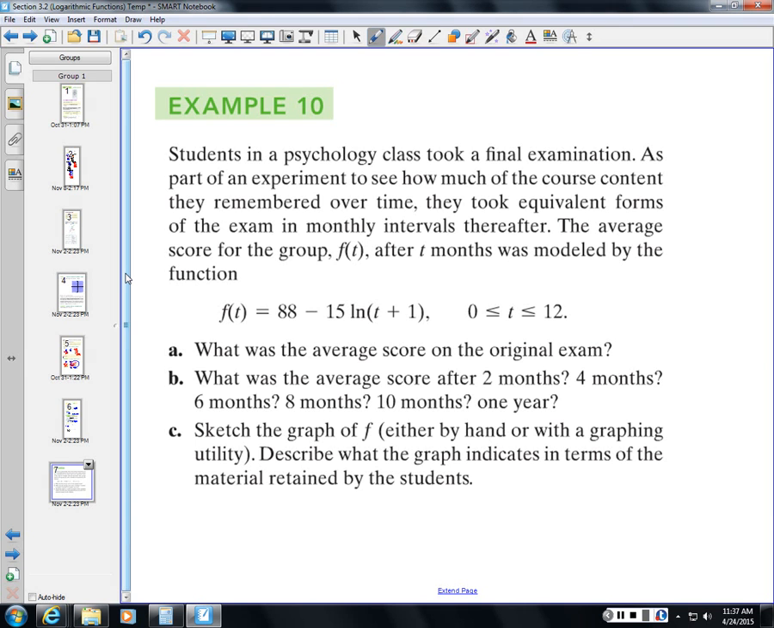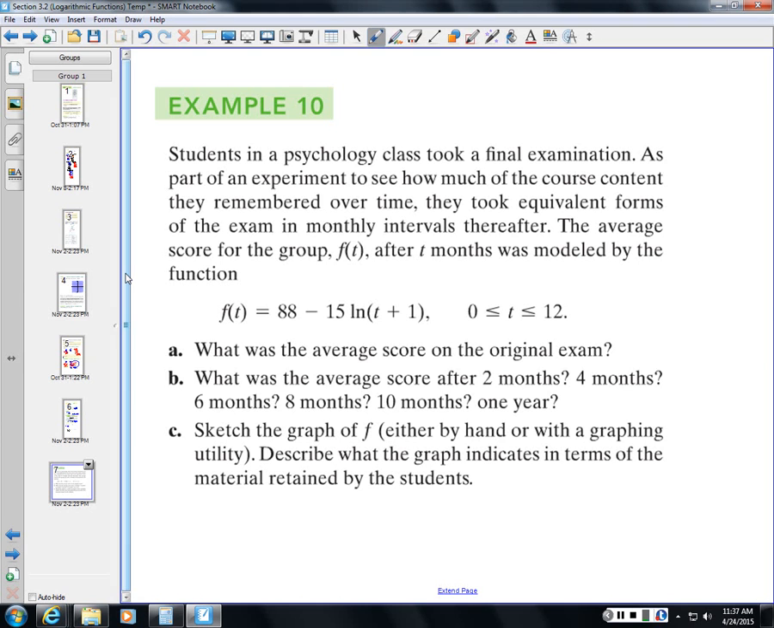So we have a class, they took a final exam, and every month after that final exam they kept coming back in once a month and retaking the same exam. This was a way for the college to process how much they were remembering as time passed. We do expect that retention goes down over time. You know, we forget things when we don't use them every day. But here is a model.